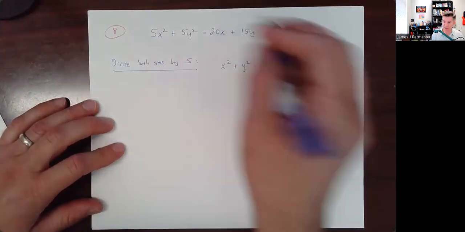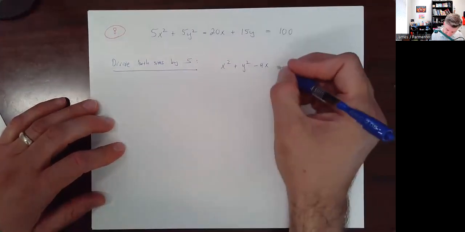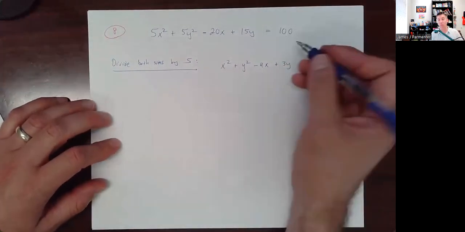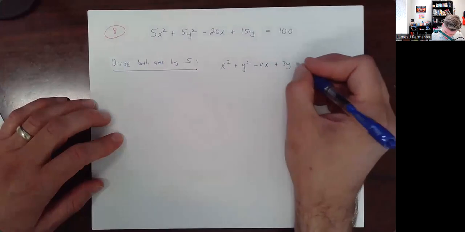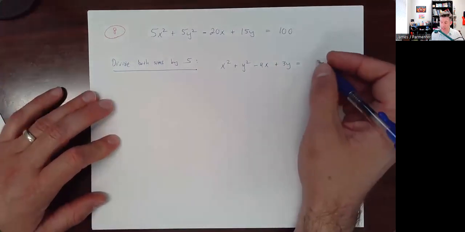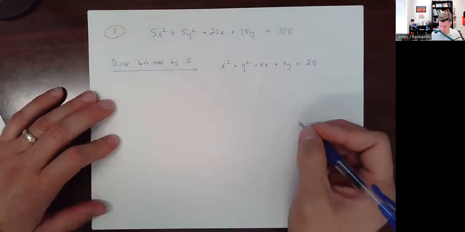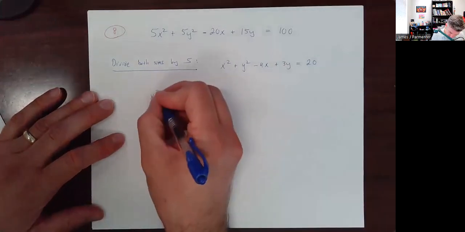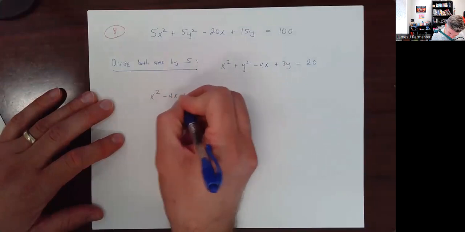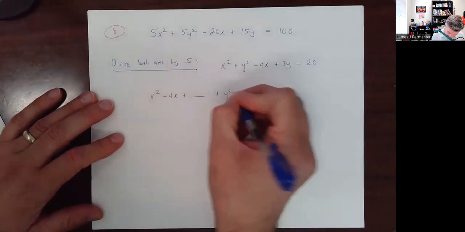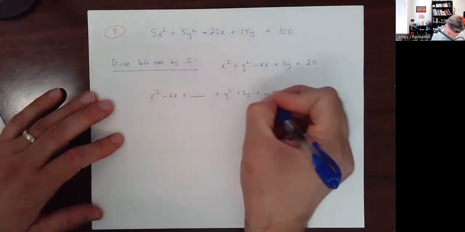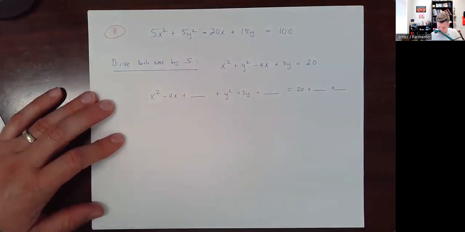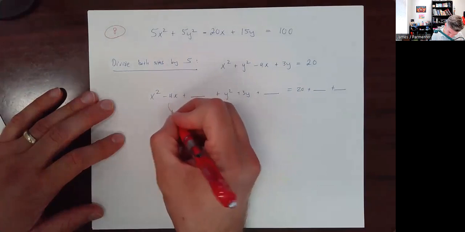I should have also rearranged things, but I didn't. 15y divided by 5 is 3y. And 100 divided by 5 is 20. And now we can do this the usual way. Group things together: x squared minus 4x plus blank, plus y squared plus 3y plus blank, equals 20 plus blank plus blank. And then the usual thing.